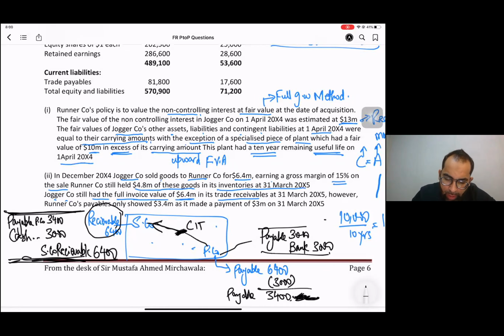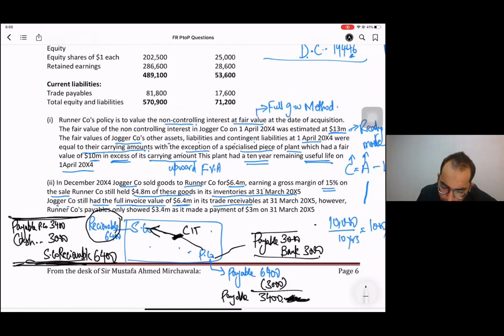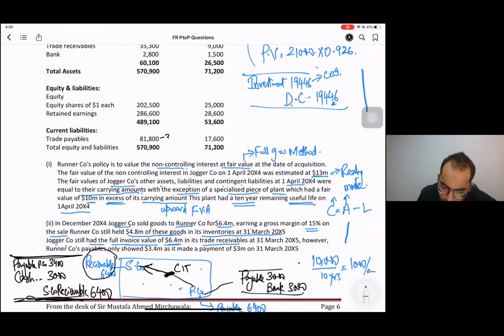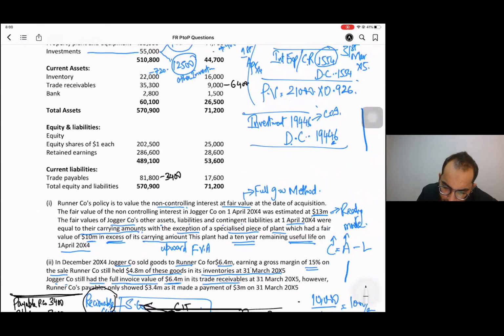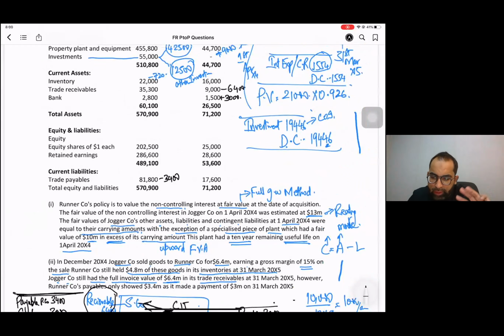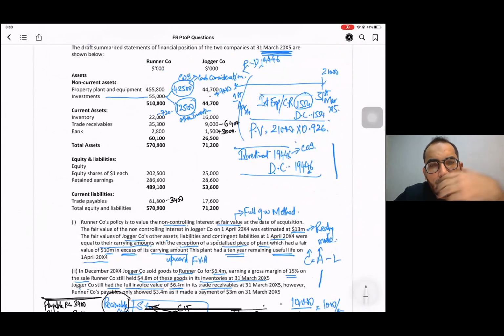Now how are we going to post it? See, this is the posting. The payable of parent company, 3,400, reduce it. The receivable of S company, 6,400, and the cash balance of S company will be increased by 3,000. This is how we'll post it. Please look at the screen.